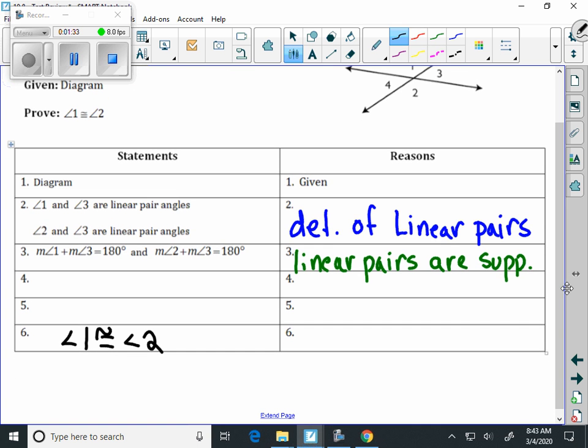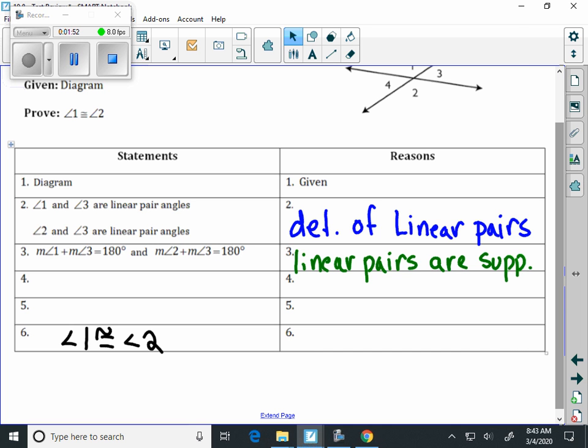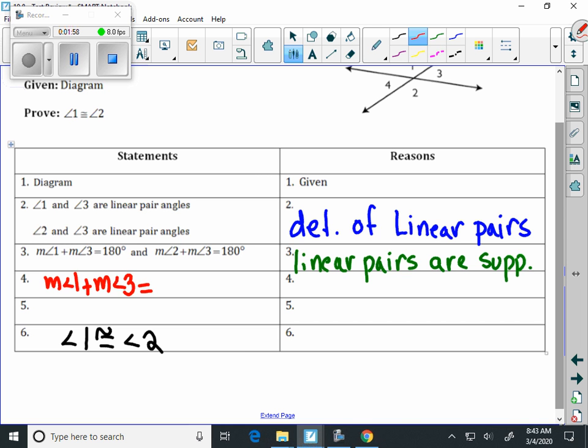Well, as I take a look at statement 3, what I see is that the measure of angle 1 plus the measure of angle 3 equals 180 degrees. And the measure of angle 2 plus the measure of angle 3 equals 180 degrees. And because they both equal 180 degrees, the next step I'm going to say is that the measure of angle 1 plus the measure of angle 3 is equal to the measure of angle 2 plus the measure of angle 3.